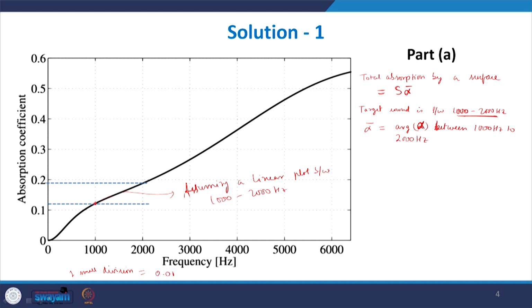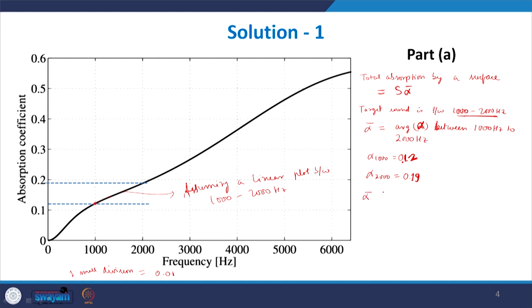So, let us find the value here, which comes out to be 1 point plus 2 divisions. So, alpha at 1000 is equal to 0.12, right, 0.1 plus 0.02, 2 divisions. Alpha at 2000 will be what? Again we see here it is about 1 division less, just one small division less than 0.2. So, it becomes 0.19. So, you get these two values.